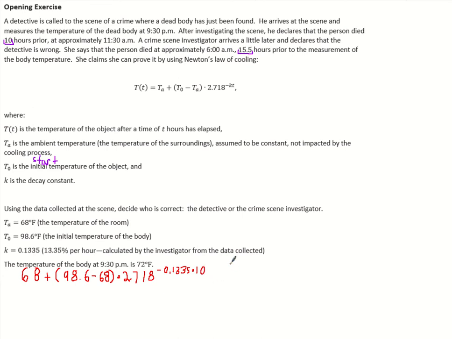Now, if we take this and plug it into a calculator, which is what we would be doing in this case, we are going to get right around 76 degrees Fahrenheit. If I was to round this to my nearest whole number, we're going to get 76 degrees Fahrenheit. 76, well, I mean, that's pretty close to 72. Not the closest, but it's pretty close.